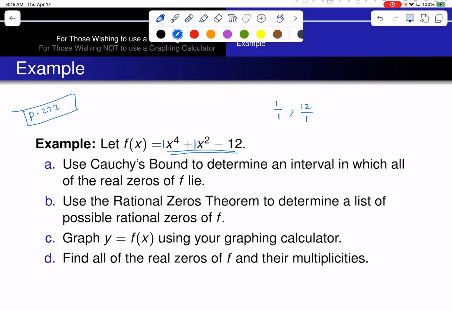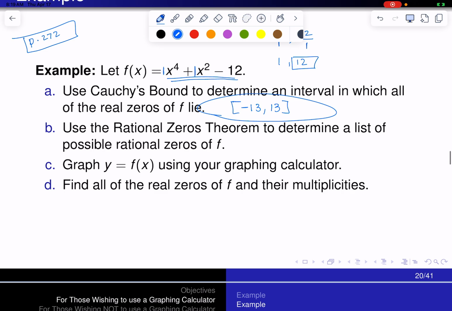So which one's the largest, 1 or 12? 12 is the largest, so what is the Cauchy bound? 13. Negative 13 to what? 13. So that means our zeros have to be between negative 13 and 13. There are going to be no zeros that lie outside of that. So every place this graph crosses the x-axis has to be between negative 13 and 13.